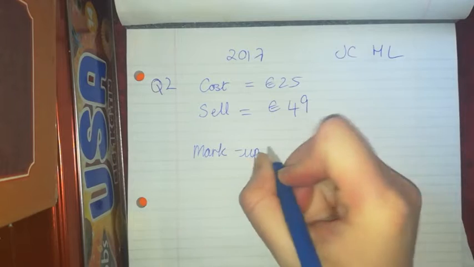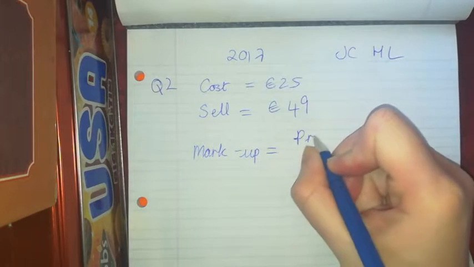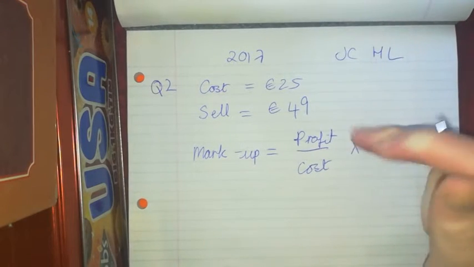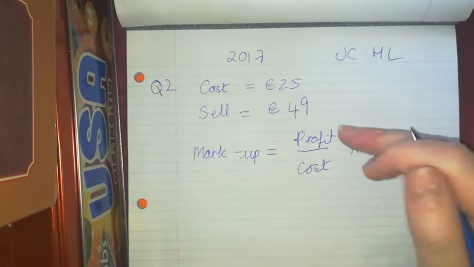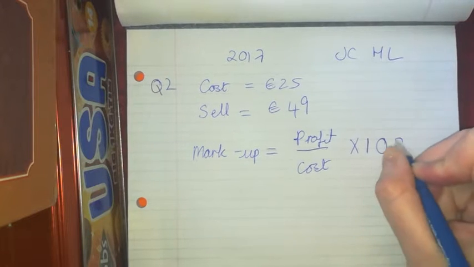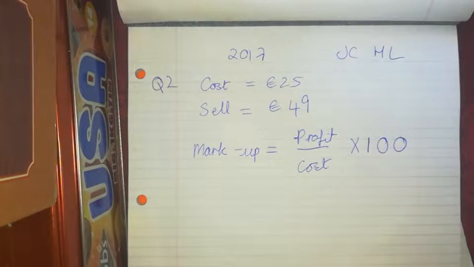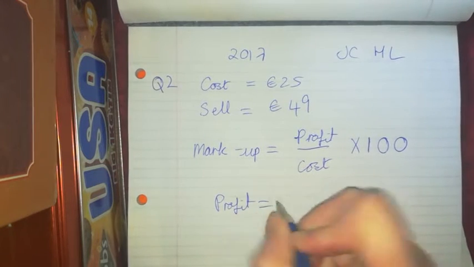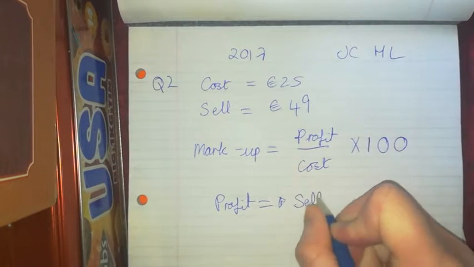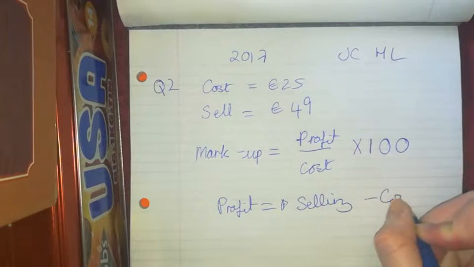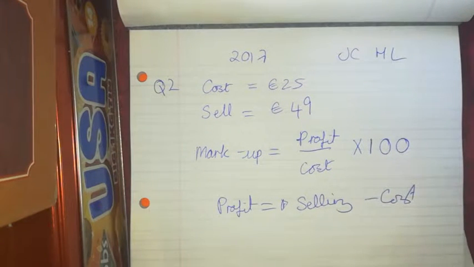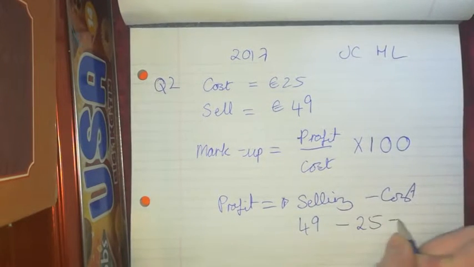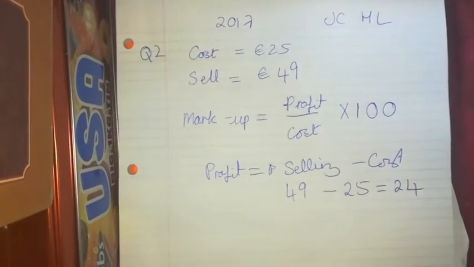They say markup is the profit as a percentage of the cost price. So markup is profit over cost by 100. If there's something as a percentage of another thing, it's that one thing over the other thing, and then by 100. First we have to get our profit. Our profit is going to be equal to the selling minus the cost. So if we sold them for 49, it'd be 49 minus 25, which gives us 24. So the profit is 24.